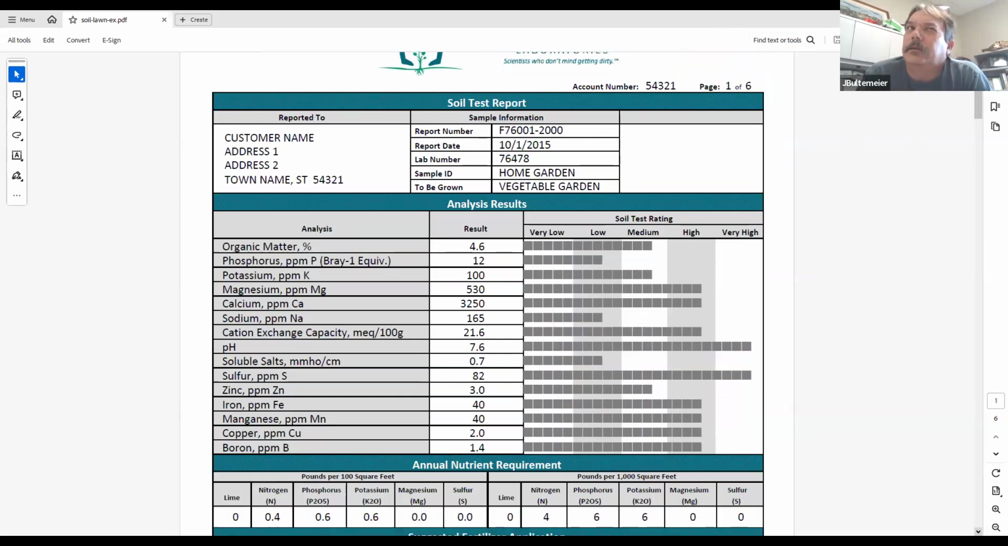Now, some forms may look a little different, but it'll be the same information. The next form here is annual nutrient requirements: how much nitrogen, phosphorus, potassium, the basic nutrients. Now, if we didn't test for sulfur, we can't give you a sulfur recommendation, but we'll give you recommendations on those nutrients we tested for to raise a good lawn. In this case, I know this one happens to be a vegetable garden. So here are the nutrients to raise that vegetable garden.